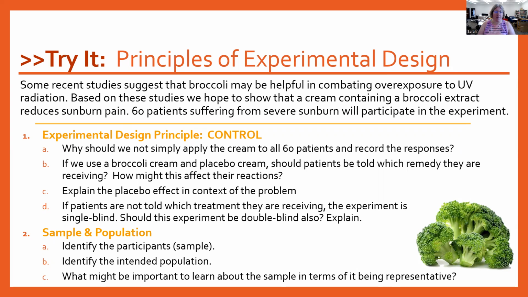All right, so we have some questions related to the experimental design principle of control. Why should we not apply the cream to all 60 patients? Should we use a placebo cream, and what might that do for us? Explain the placebo effect in context, and then talk about the blinding. You're also going to look at the sample and identify the intended population, and then think about what you might want to know in terms of that sample so that you know that it's representative of a population that you're interested in. So go ahead and pause the video and work on those questions.